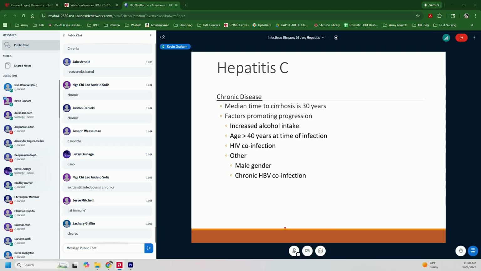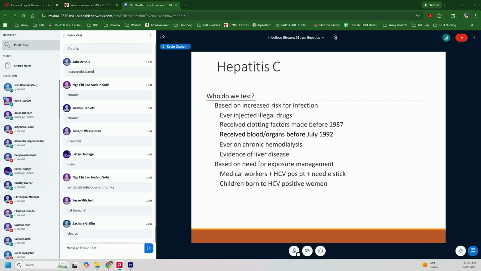All right, hepatitis C, if untreated, can definitely lead long-term to cirrhosis of the liver. Some factors that promote that: alcohol intake, of course. Alcohol is going to hurt the liver as well. HIV co-infection is really bad to go along with hepatitis C. Male gender or chronic hepatitis B co-infection are also really bad predictors of long-term stability.